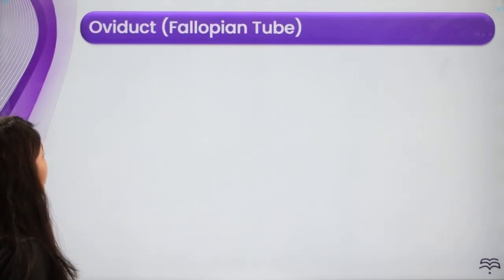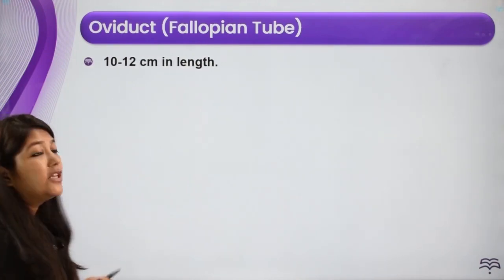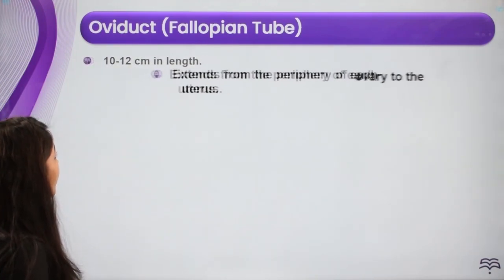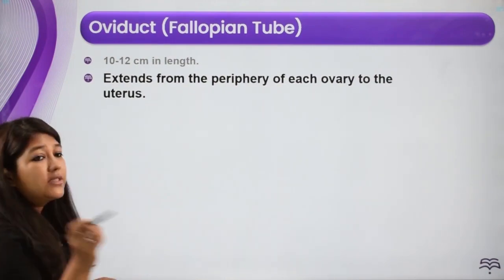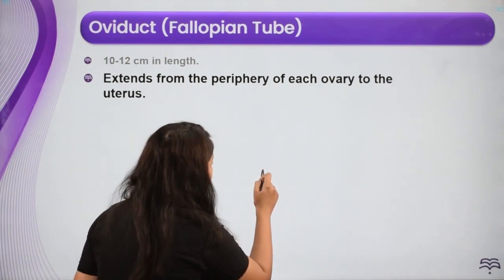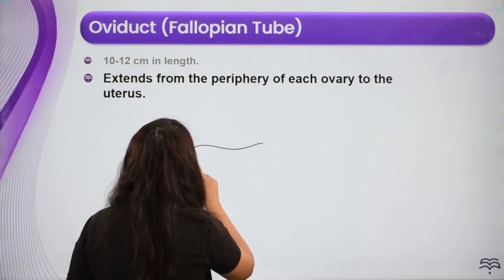Let's move forward now. Talking about the oviduct now. The oviduct is 10 to 12 centimeters in length, and extends from the periphery of each ovary to the uterus. We had already seen that, this is the female reproductive system here.